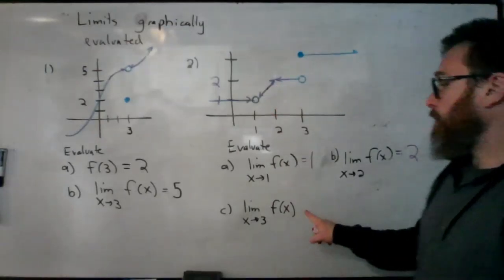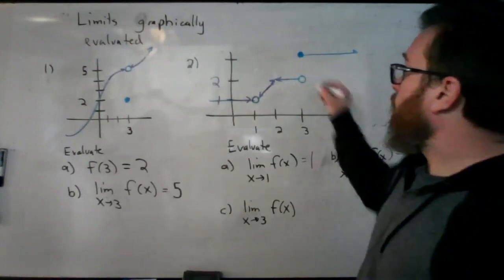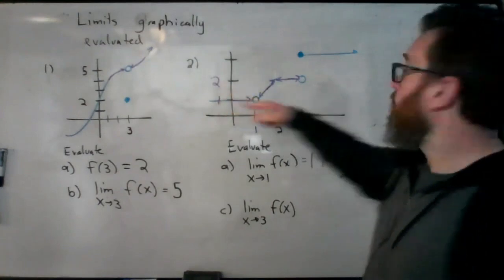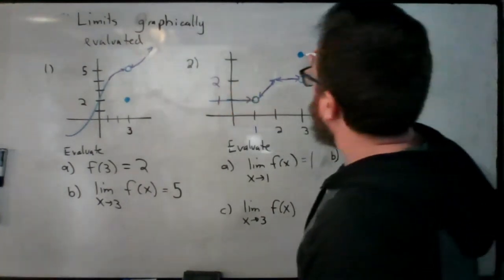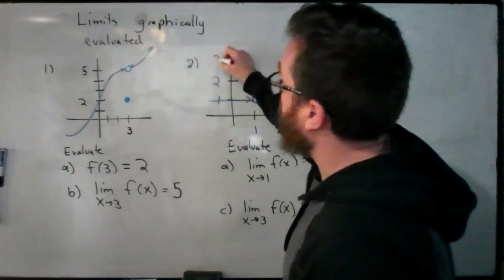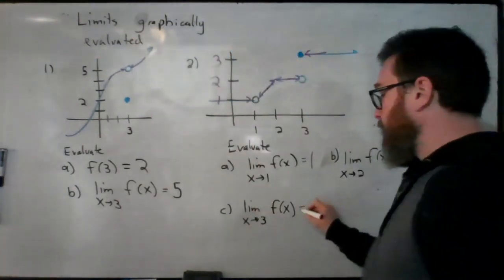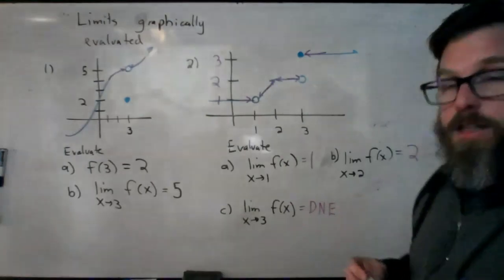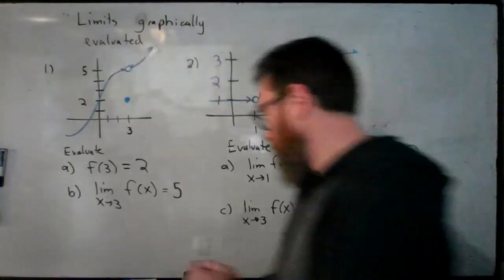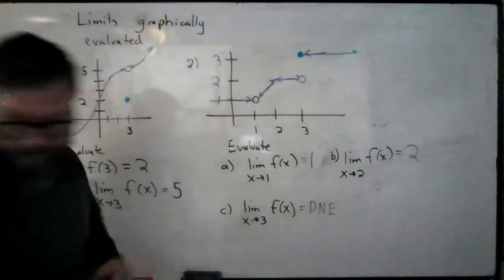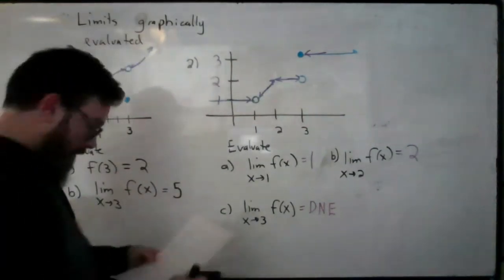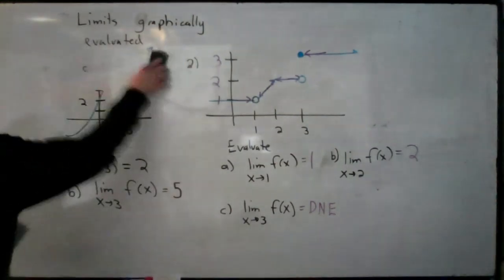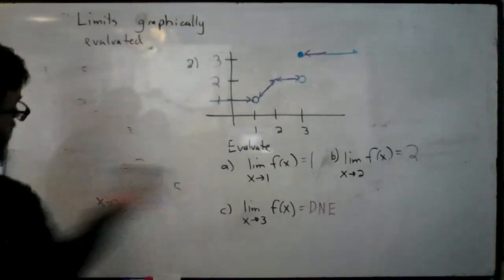Now, if I ask for the limit as x approaches 3, we can see from the left-hand side that its y value is getting really, really close to 2. And then from the right-hand side, we can see that its y value is getting really, really close to 3. So we'd say this limit does not exist, because for a limit to exist, they have to be the same y value from both directions. Which really brings us into one-sided limits graphically.